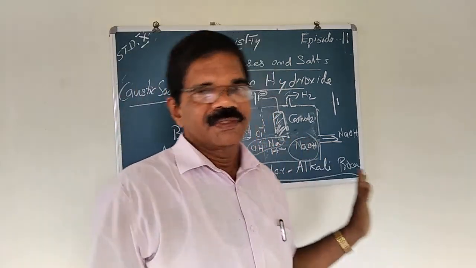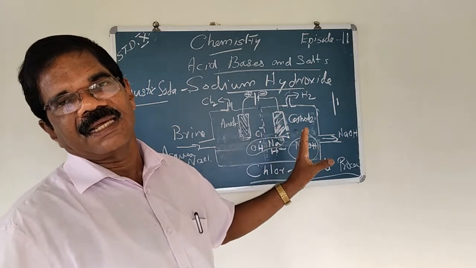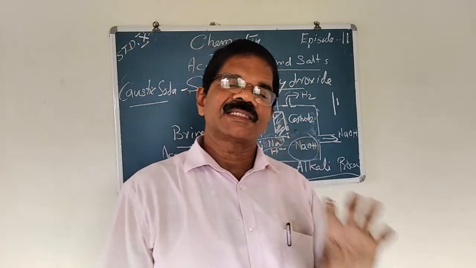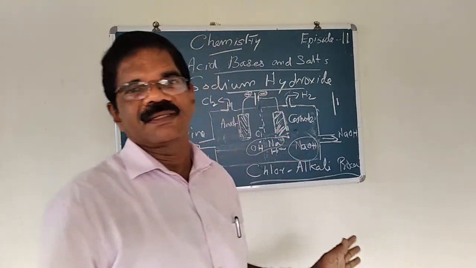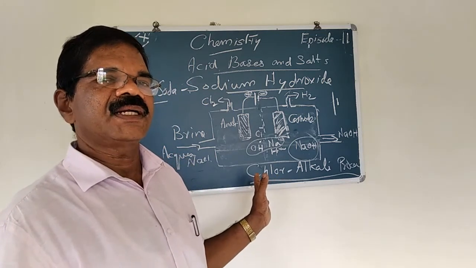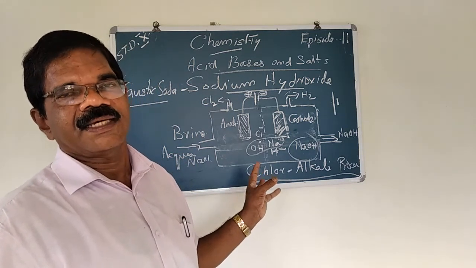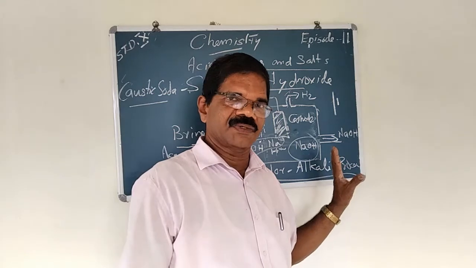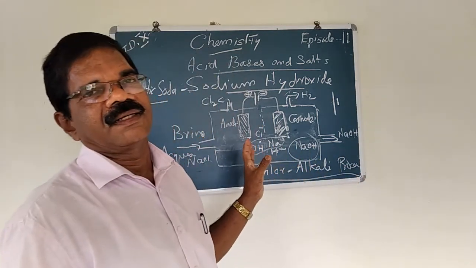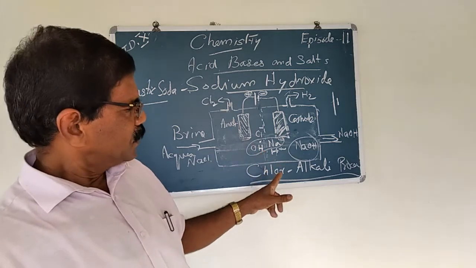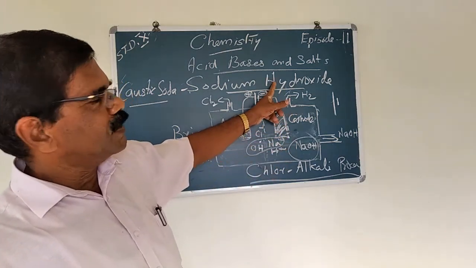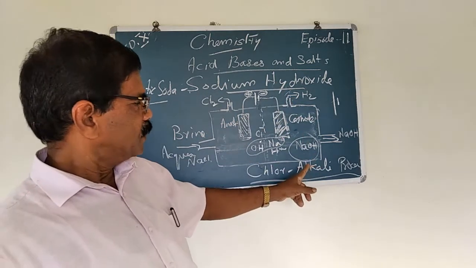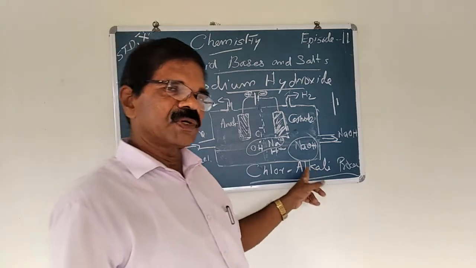We know that sodium hydroxide is a base as well as an alkali. What are alkalis? The water soluble bases are called alkalis. It is a part of base. All the bases do not dissolve in water. Certain bases like sodium hydroxide and potassium hydroxide only dissolve in water. Such bases are called alkalis. So sodium hydroxide is industrially produced by the chlor-alkali process.